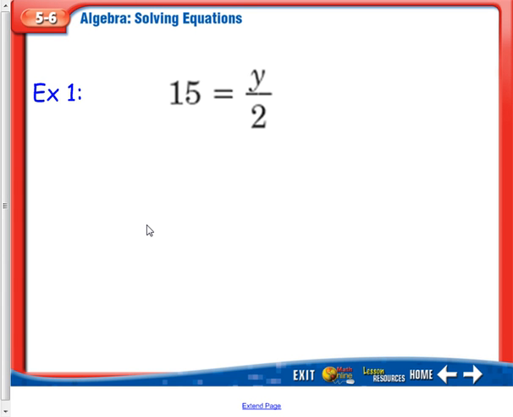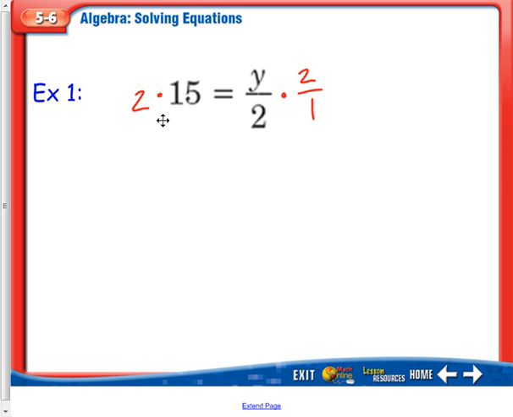So today again we're going to be working on solving equations with rational numbers in them. So to start the lesson here, with 15 equals y divided by 2 again. So we look at the side with the variable, and right now we're dividing by 2, so we need to multiply by 2. Go ahead and write that as a ratio. Whatever you do to one side, you have to do to the other.